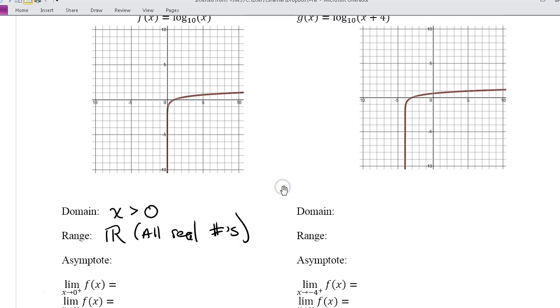Now, I mentioned this already, but as we get closer and closer to 0, this graph is getting closer and closer to the y-axis. So the y-axis is actually an asymptote, and we like to write our asymptotes as the equations of lines. So the y-axis is actually the line x equals 0. Okay, that's our y-axis.